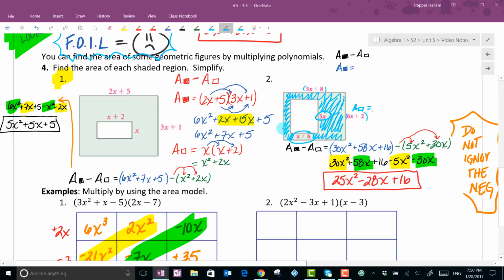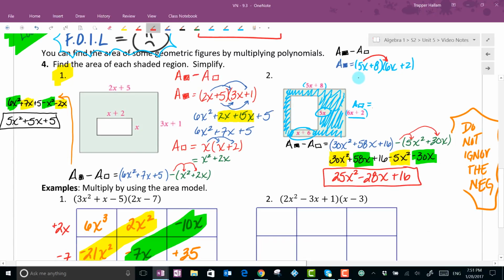So to get the area of the larger rectangle, I'm going to take one of the sides, 5x plus 8, and multiply that by its other side right here, which is 6x plus 2. Due to space, I'm going to use the distributive property versus the box there, just because I don't have a lot of room. So my first multiplication is going to be 5x times 6x. Remember, coefficients multiply, so 30, and exponents of the variable that are alike add, so 30x squared.